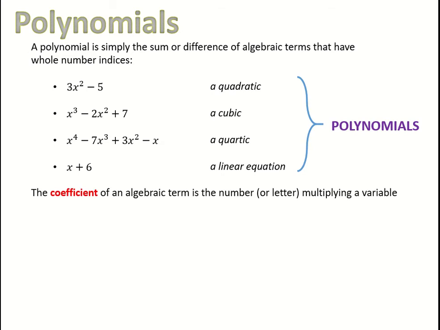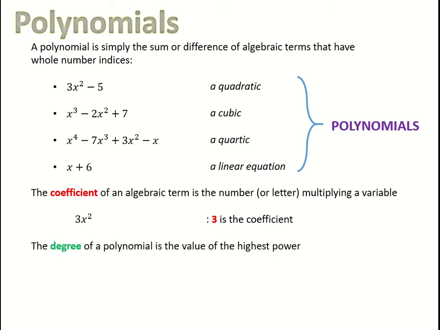So it helps to know a couple of different terms, a bit about the language that we use around polynomials. When we're talking about a coefficient, it's the number, or maybe even a letter, multiplying a variable. So for example, if you had 3x squared, the 3 is the coefficient. When we're talking about the degree of a polynomial, it's the value of the highest power. So you might have different powers within the expression, but when we're talking about degree, it's the highest power within that. So for example, if you had x cubed minus 5x to the power 4 plus 1, the degree is 4. So it's not just the first one.